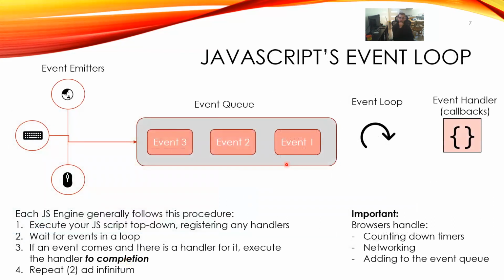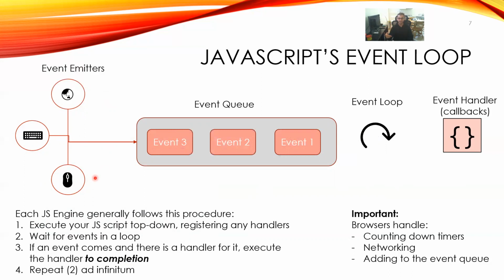But now we're going to talk about JavaScript's event loop. And the JavaScript event loop, in essence, looks like this. We have our event emitters, and our event emitters can be the network, a keyboard event like you're typing something, or a mouse event like you're clicking, scrolling, or just moving the mouse cursor around. All of these generate events.